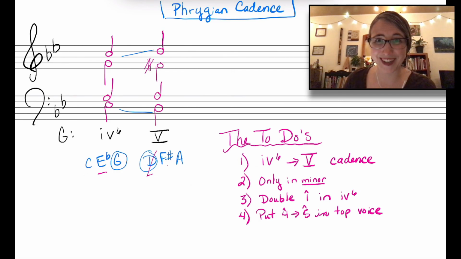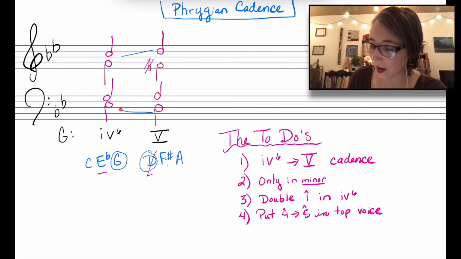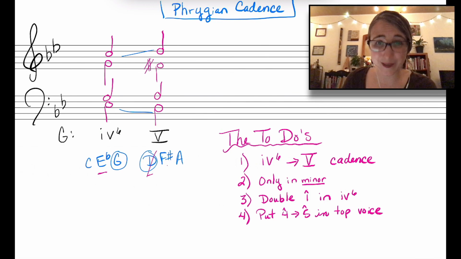All right? Got it? So start by just spelling out your chords and then try to write this contrary movement in your outer voices into the octave, double scale degree 1, and then you'll be set. That's your Phrygian cadence.